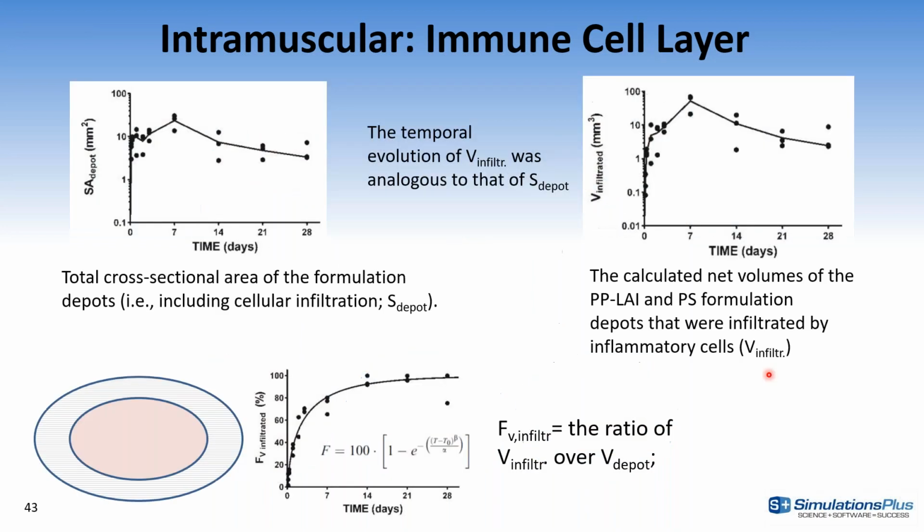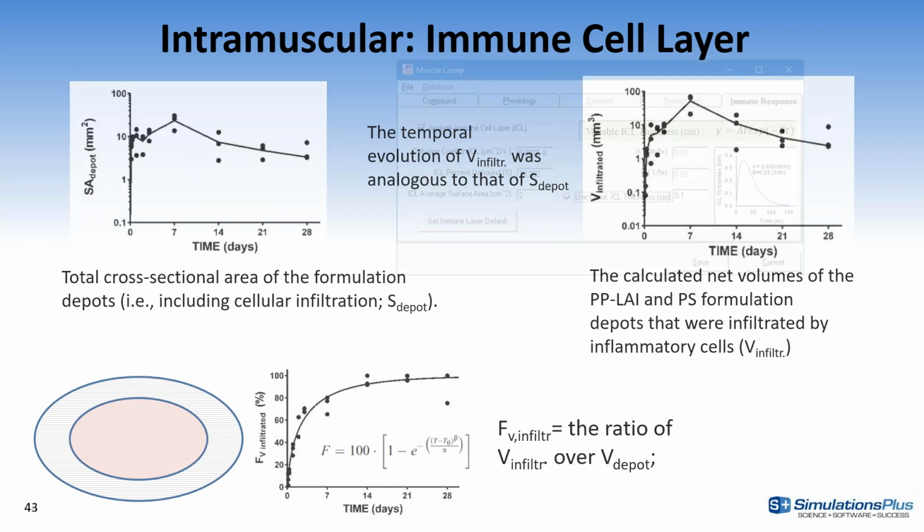So based on some information that we were able to again find in the literature, on how the surface area of this cell layer is changing, how the volume of the infiltrated cell layers are changing, we were able to come up with a function to describe the actual changes in the thickness of that cell layer.